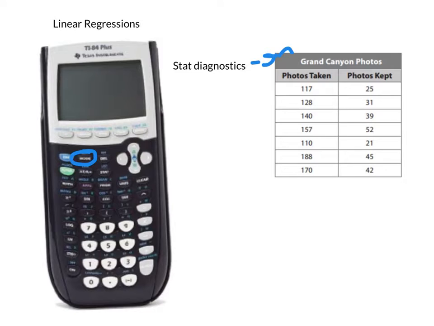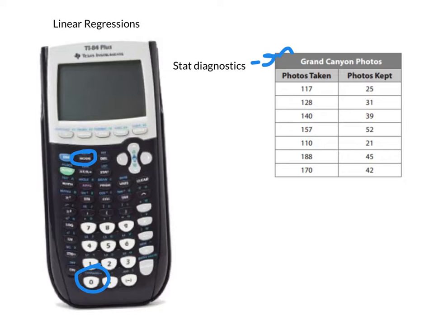If you have an older calculator that is not updated, you can also find this under the catalog. If you hit second catalog, you can scroll down to the D's till you find diagnostics. It's under D, diagnostics on. So that's two ways to turn it on. Either way, once you get it turned on, it's on for the rest of the time that you're using the calculator. So you only have to do this one time.